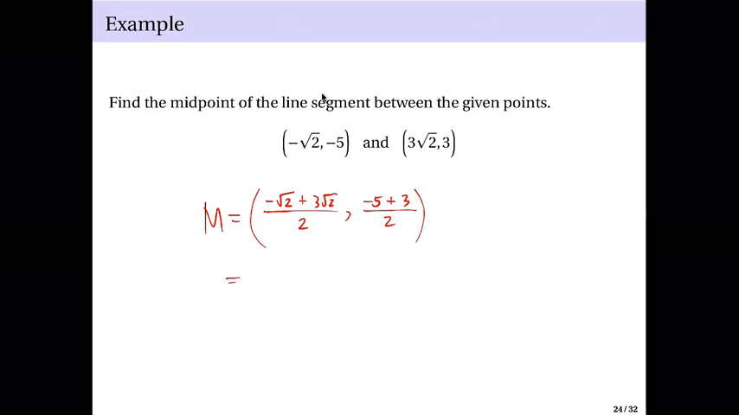Simplifying, so minus the square root of 2 plus 3 square root of 2, that's 2 square root of 2. And then you divide by 2, comma. Here you have minus 5 plus 3, that's minus 2 divided by 2. And therefore, we have square root of 2, comma, negative 1. So this is the midpoint.